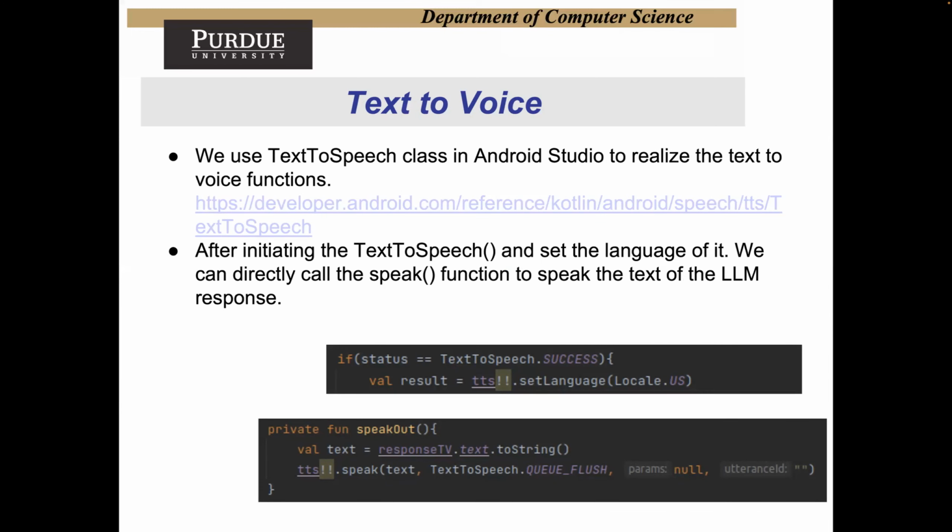And the second technology used for the communication is text-to-voice. We use the text-to-speech class in Android Studio to realize the text-to-voice function. Because the response we get from the GPT is in text format, we need to translate the text to speech. After initializing the text to speech and setting its language, we can directly call the speak function to speak the text of the LLM response.